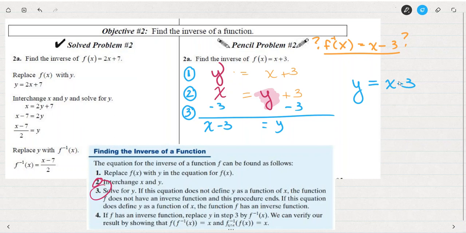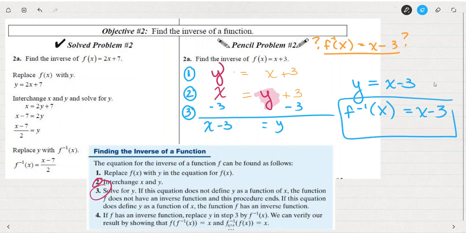And then the last step is to put it back in function notation. So the notation would look like this: f inverse of x. It looks like an exponent of -1, but the way we read that is f inverse of x equals, just what we expected, x minus 3. We got it.